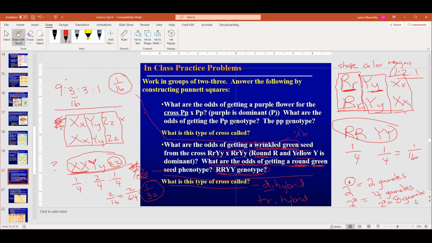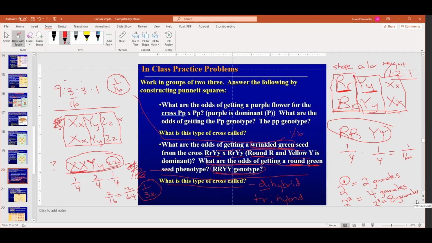And if you were doing 4 traits, then that would be 2 times 2 times 2 times 2, which would give you 64 gametes. I think, no, 16. 16 gametes. So then you'd have a square that's 16 by 16, which I think is 256 squares. Yeah, and so on.